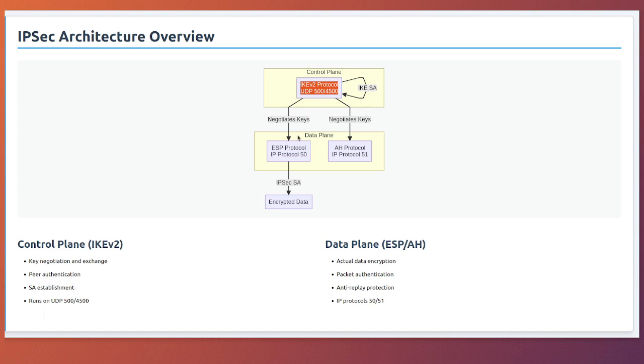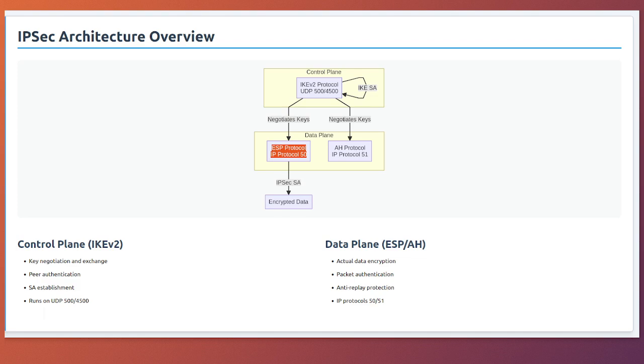The diagram on the slide shows this relationship clearly. IKE version 2 operates on UDP port 500, and sometimes 4500 for NAT traversal, establishing what we call the IKE SA, or Security Association. Once that is done, it negotiates the IPSec SA, which ESP uses to protect your actual data traffic. This separation of control plane, IKE version 2, and data plane, ESP, is a fundamental design principle that makes IPSec both flexible and secure.